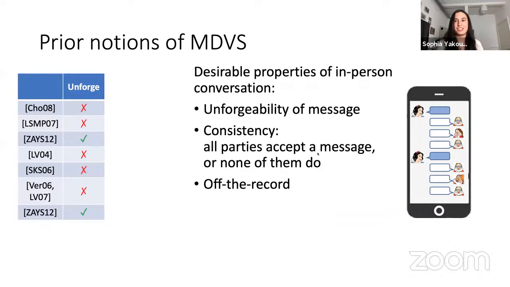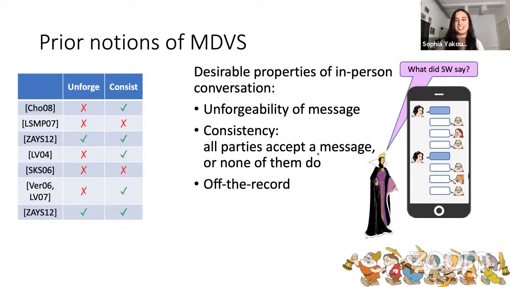Most of the prior works achieve a slightly weaker notion of unforgeability, where any of the designated verifiers, any of the seven dwarves, might actually be able to forge a Snow White signature for their fellow dwarves. And what we want is a little stronger. We want Snow White's signature to convince every dwarf that the signature really came from Snow White. On the other hand, consistency is achieved by most prior work, but isn't actually formally defined in any of them. And finally, we have this off-the-record property, which I mentioned.